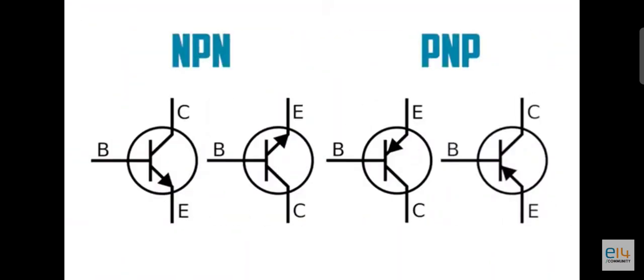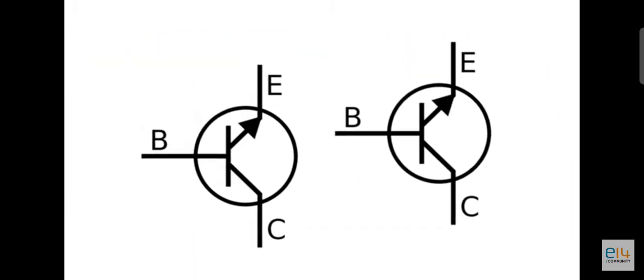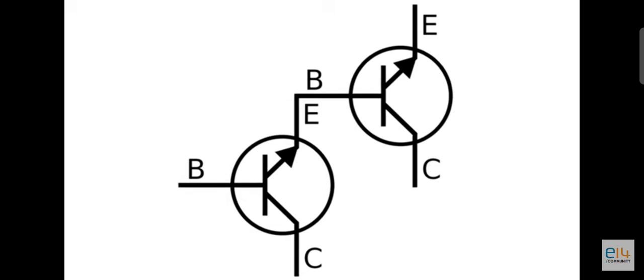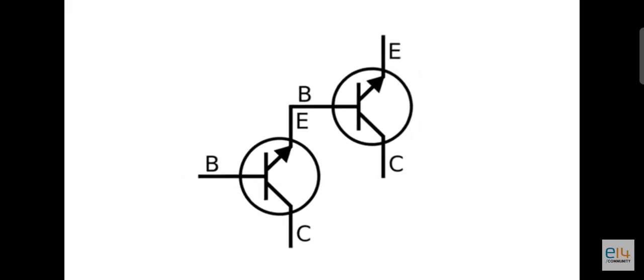Another use for transistors is amplification. One method for current amplification is by combining two transistors into a Darlington pair. This can be done with two NPN or two PNP transistors. The two transistors are combined by connecting the emitter of the first transistor to the base of the second transistor. In a Darlington pair, the current is amplified by the first transistor and then further amplified by the second.